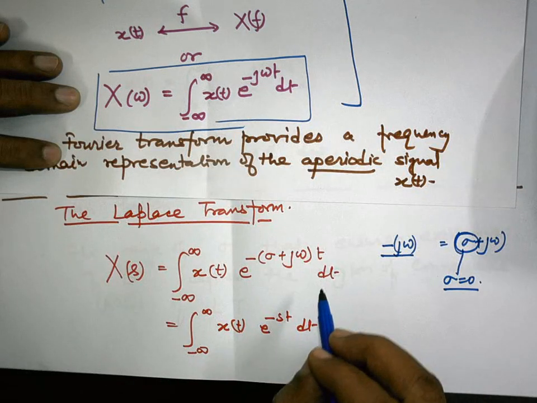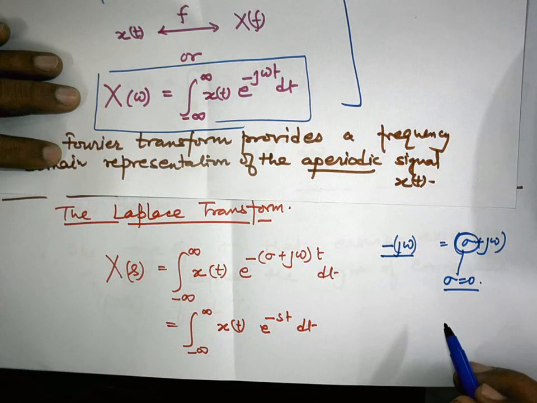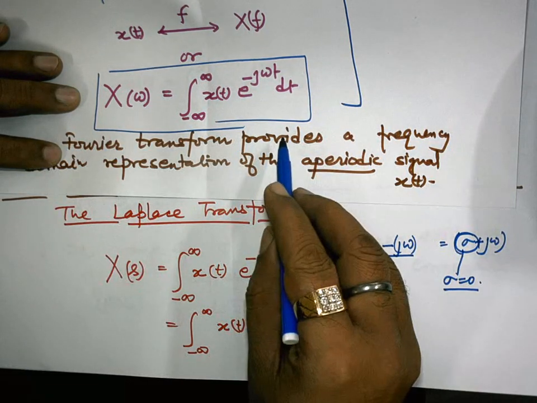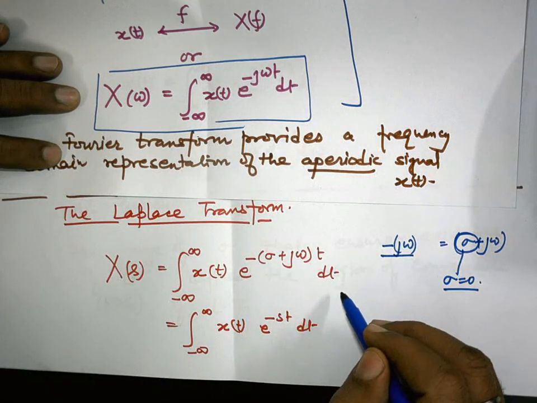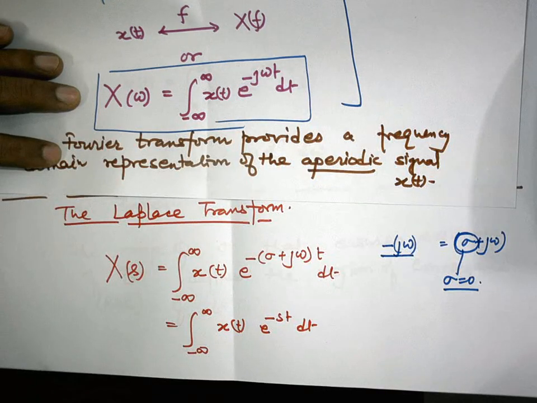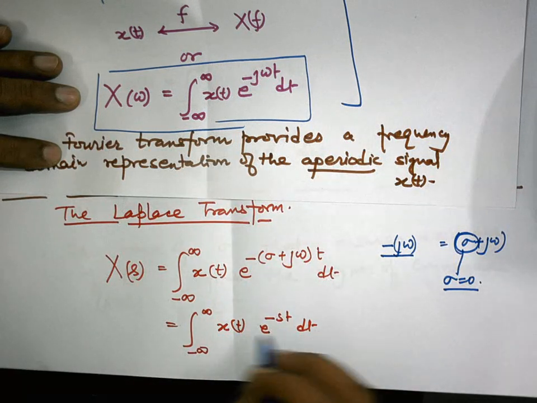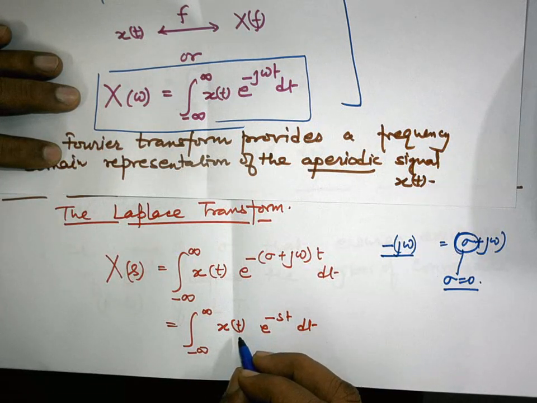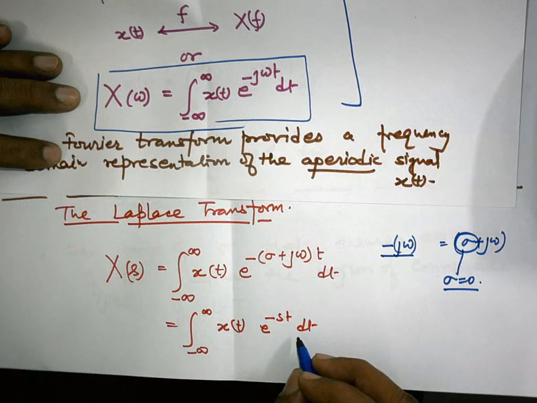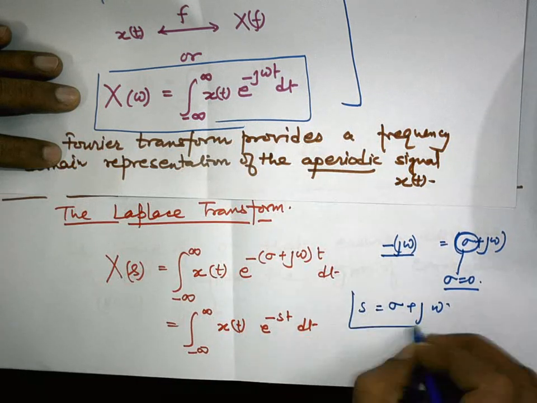And this is basically used for the analysis of continuous time systems. It is used for the analysis of continuous time signals as well as systems, not only systems. So a quite compact form of representation of the Laplace transform is the integral from minus infinity to infinity of x(t) e to the power minus st, where s is equal to sigma plus j omega.